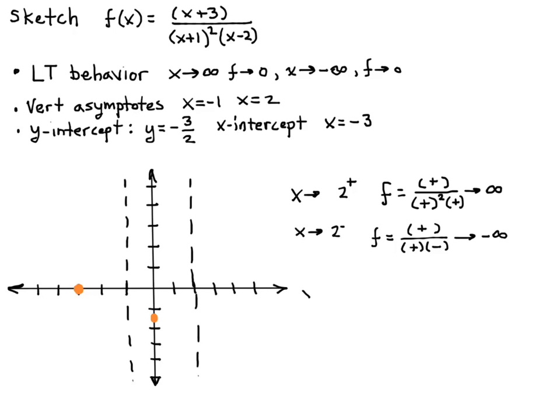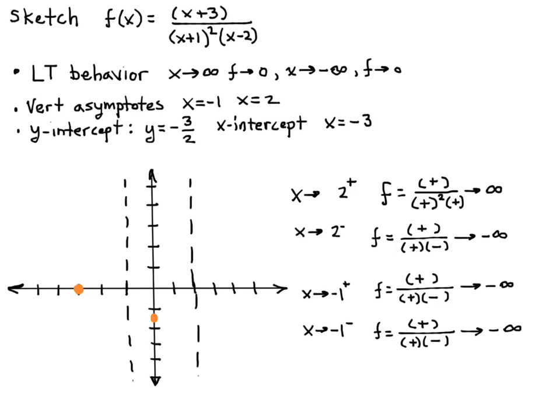Now the next one I'm going to do is negative 1. So I'm coming to negative 1 from this direction. The numerator is going to be positive. The denominator is going to be positive, right? Because this is going to still be a positive number regardless of what number it is. This one here, as I go to negative 1, is going to be negative. So I'm going to go to negative infinity. So this thing is going to come up here, and then it's going to turn around. It's going to go through this point and go down to negative infinity.